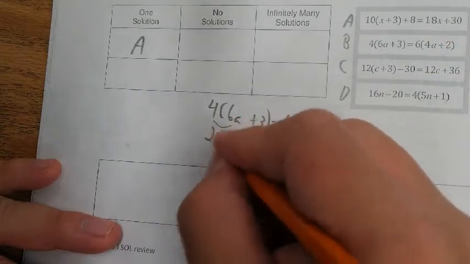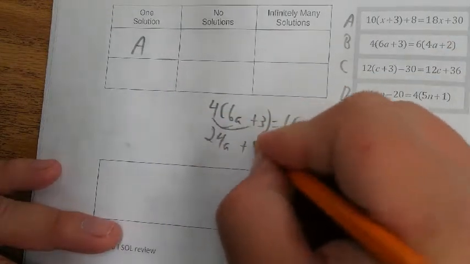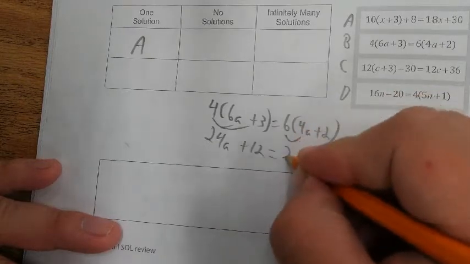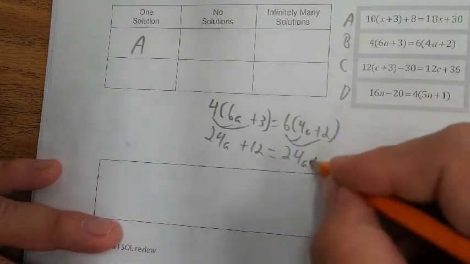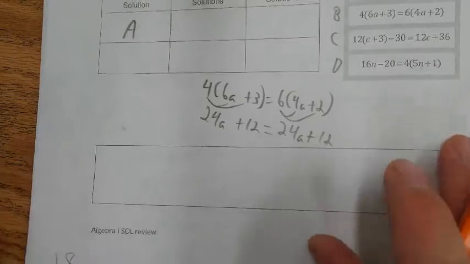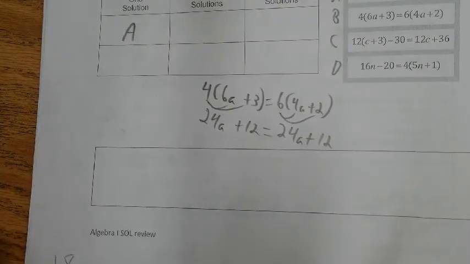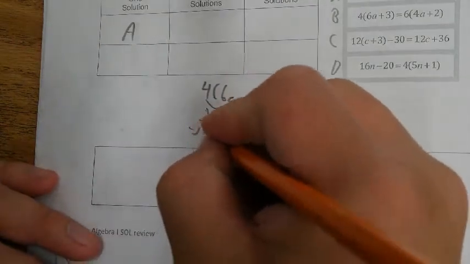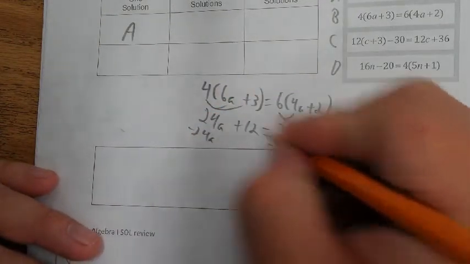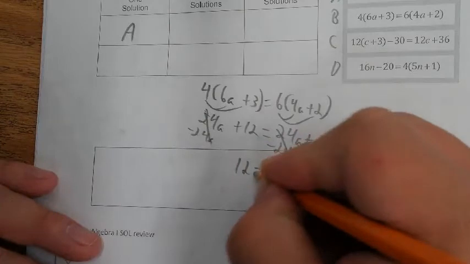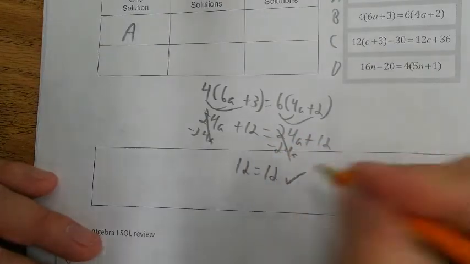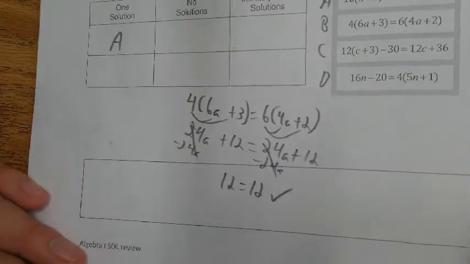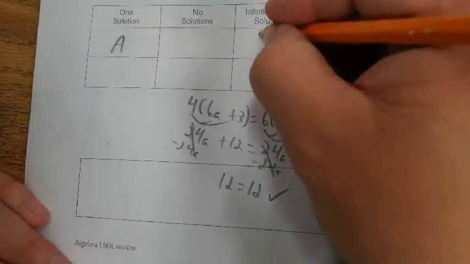Whenever we work it out, we get 24a plus 12 equals 24a plus 12. Well, you can already tell at this point, what is this? Infinite. The way that we know that is we get the same exact thing on both sides. If you combine your a's, you're going to end up getting 12 equals 12. Well, 12 will always equal 12. So that would be considered as infinite solution.